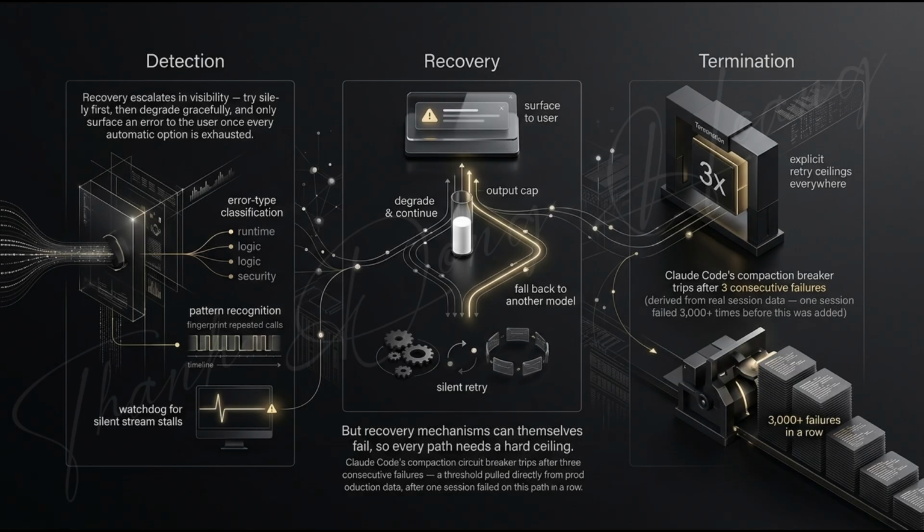Recovery escalates in visibility. Try silently first, then degrade gracefully by adjusting the request, and only surface an error to the user once every automatic option is exhausted. But recovery mechanisms can themselves fail, so every path needs a hard ceiling. One real example: a compaction circuit breaker trips after 3 consecutive failures. A threshold pulled directly from production data after one session failed on this exact path over 3,000 times in a row.